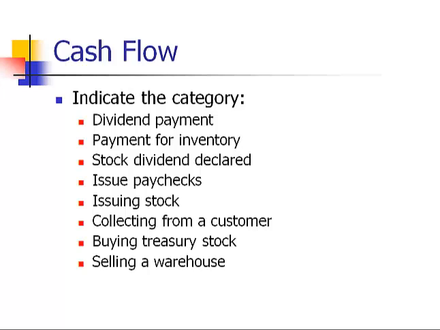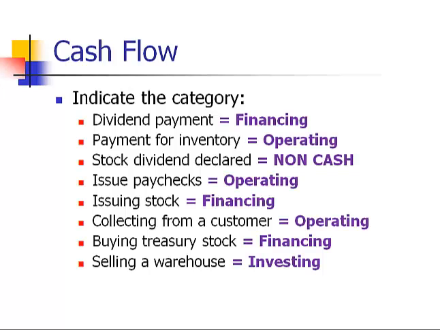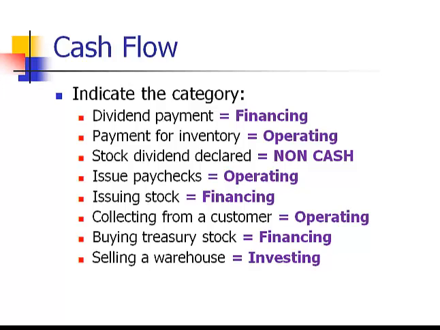So how'd you do? Dividends, financing. Inventory, operating. A stock dividend being declared is not a cash transaction. There was no payment made. Issuing paychecks is operating. Issuing stock, transaction with owners, that's financing. Collecting from a customer, operating. Buying treasury stock, that's repurchasing shares, that's a transaction with owners, that's financing. And selling warehouse, that's a long-term asset, that would be investing.